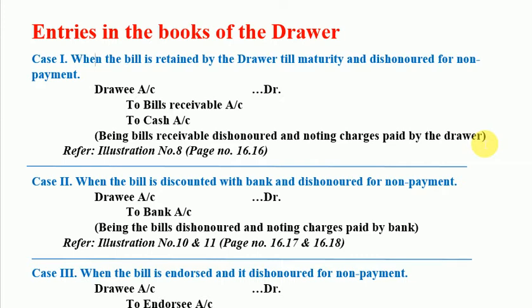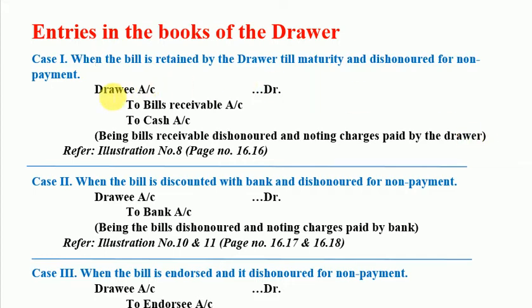So let me explain this. In this case, the drawer himself is the holder of the bill, so the legal action through the notary public will be taken by the drawer. So he is going to make the payment of all the noting charges. Now, why have we debited the drawee in the journal entry?